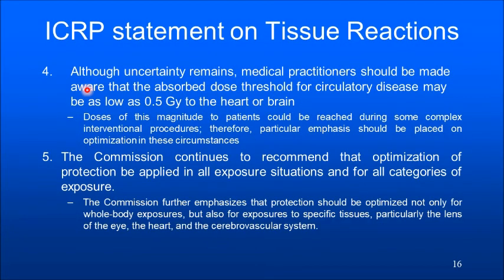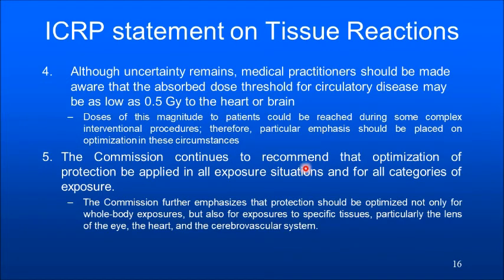The next one is, although uncertainty remains, medical practitioners should be made aware that the absorbed dose threshold for circulatory disease may be as low as 0.5 gray to the heart and brain. This is another important thing. The threshold dose could be as low as 0.5 gray for circulatory disease. Doses of this magnitude to patients could be reached during some complex interventional procedures. Therefore, particular emphasis should be placed on optimizing these circumstances.